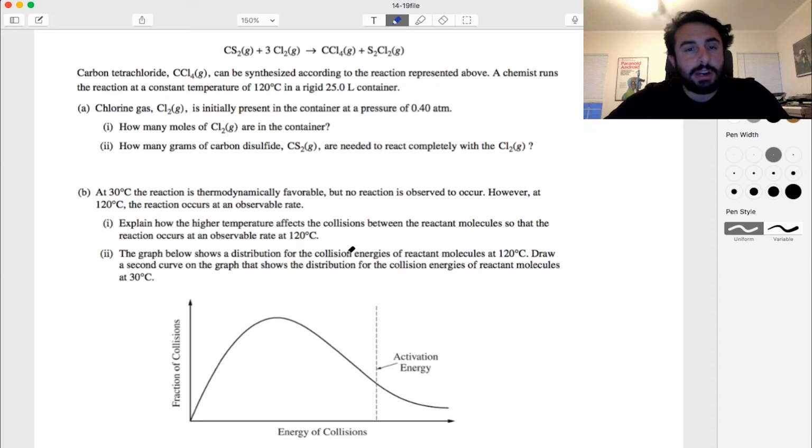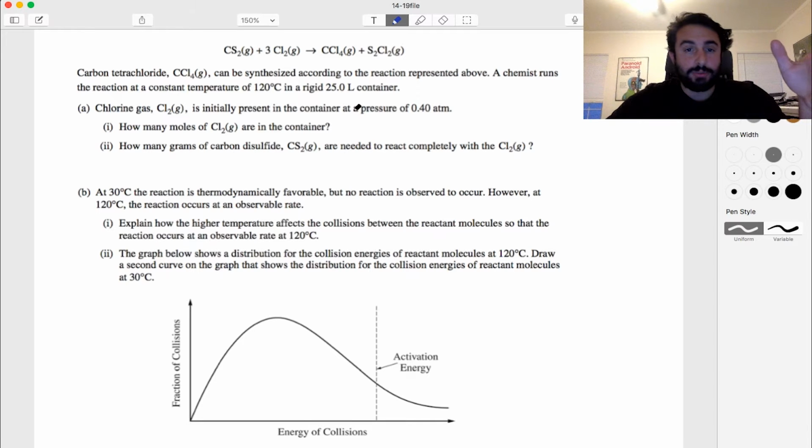Okay, we have a nice long answer problem here regarding this particular reaction. Carbon tetrachloride can be synthesized according to the reaction above here. A chemist runs the reaction at a constant temperature of 120 Celsius in a rigid 25-liter container. So the first question is, chlorine gas is initially present in the container at a pressure of 0.4 atmospheres. How many moles of Cl2 are in the container?